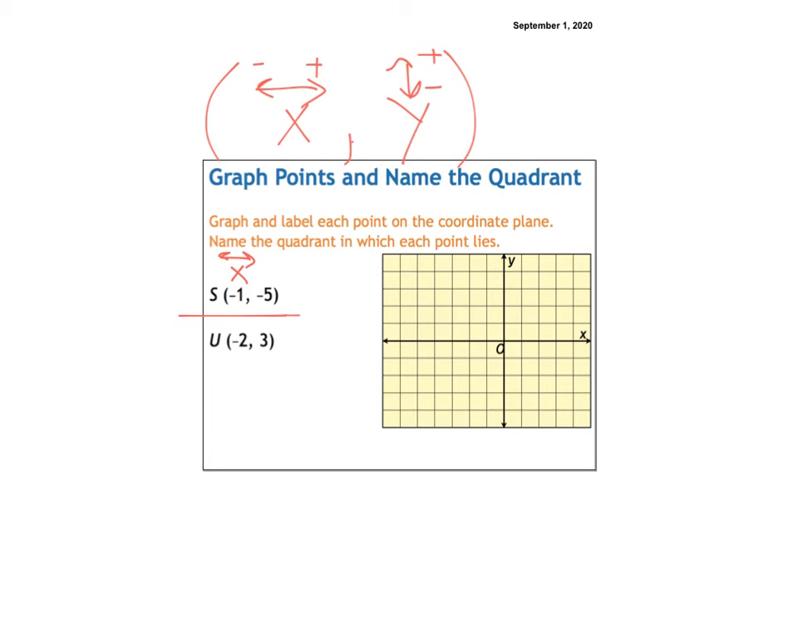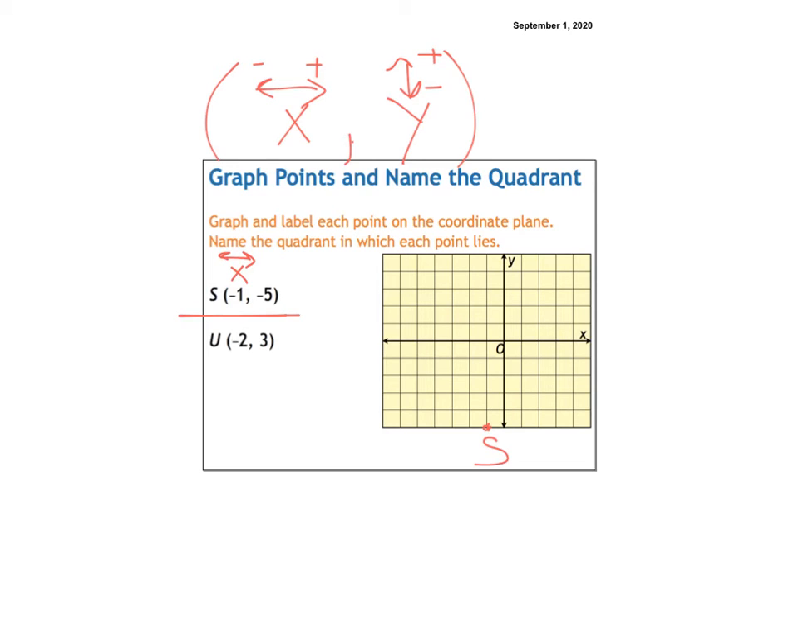So for our point S, we start at the origin and we go to the left 1 and then down 5. 1, 2, 3, 4, 5. And I'm going to label that with a capital S because remember, each of our points is labeled with 1 letter, and that's going to be a capital letter.